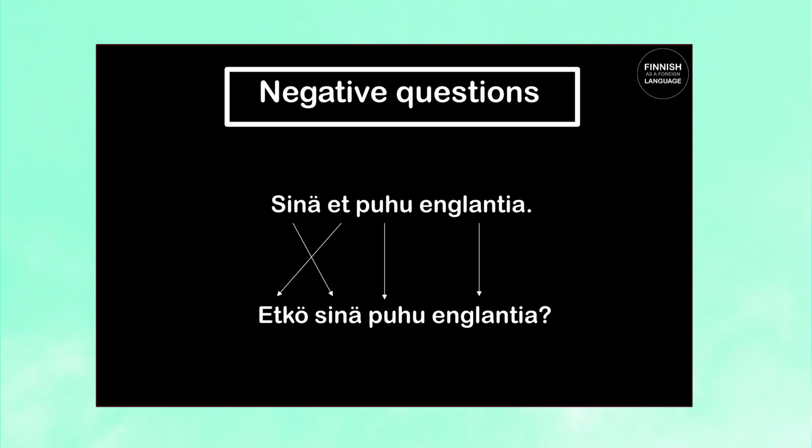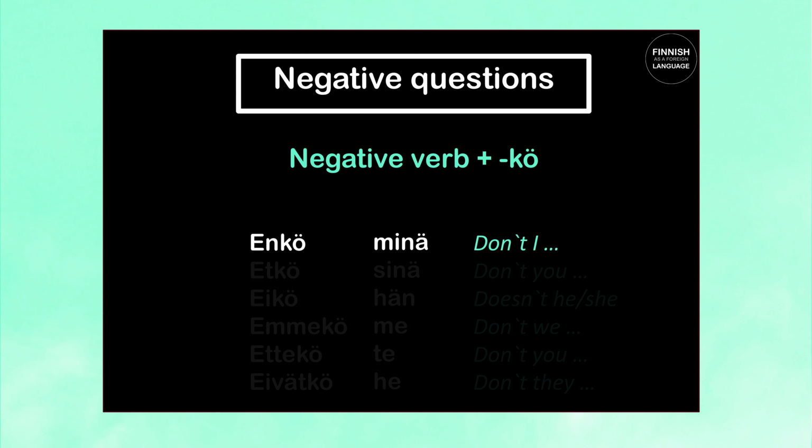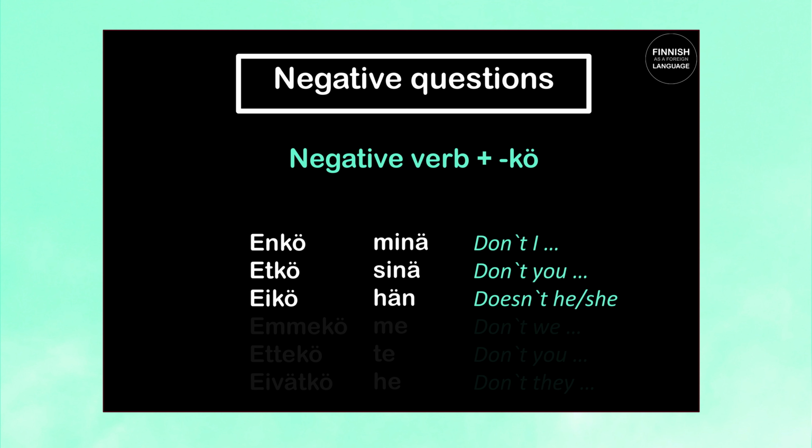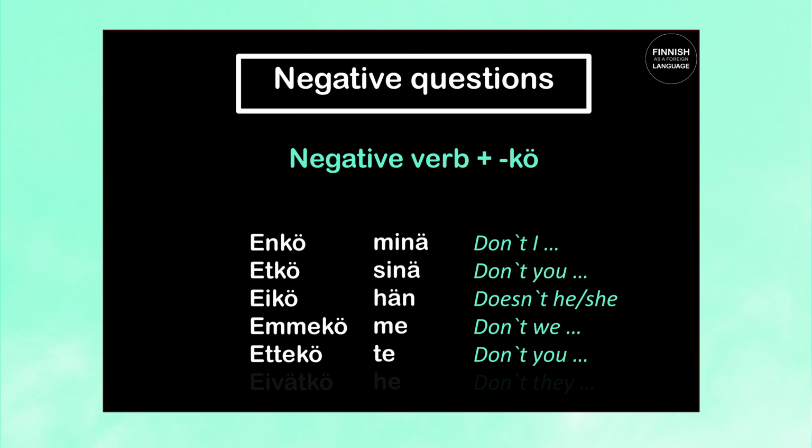So let's repeat. Sinä et puhu englantia. You don't speak English. And the question, etkö sinä puhu englantia? Don't you speak English? Now let's go through all the persons again. Don't I is enkö minä. Don't you is etkö sinä. Doesn't he or doesn't she is eikö hän. Don't we is emmekö me. Don't you, plural, is ettekö te. And don't they is eivätkö he.